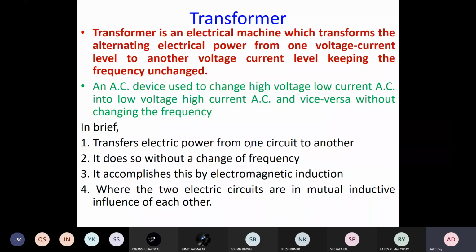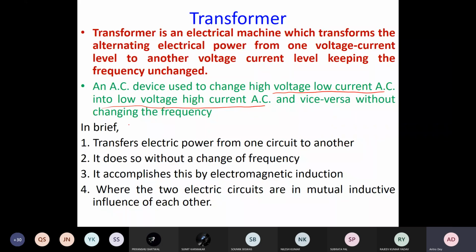And what do we do with a transformer? It's a device with which we can change a high voltage low current AC to a low voltage high current AC, and vice versa, I mean the other way around, without changing the frequency of the supply.